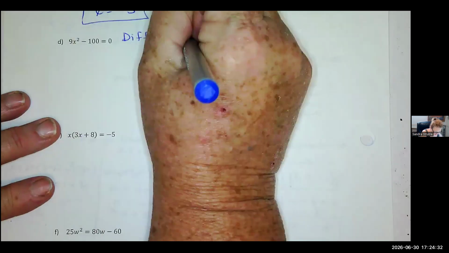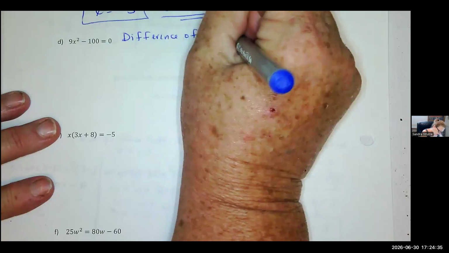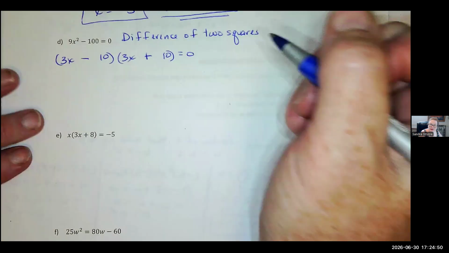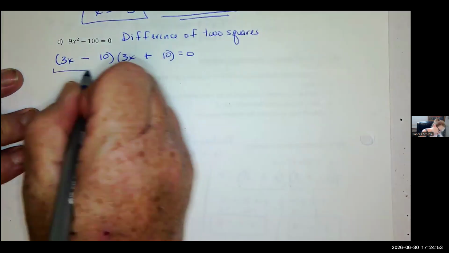This one's already set up exactly as we want it, so let's just go ahead and factor it. It looks like the 9 is a perfect square, x squared is a perfect square, and 100 is a perfect square. So this is a difference of two squares. Difference means subtraction. So I can just break this down into the exact same thing, 3x, 3x, 10, and 10, but I need to have a negative and a positive. Now that's done. That is factored. Now I need to solve by setting each of these binomials equal to 0.